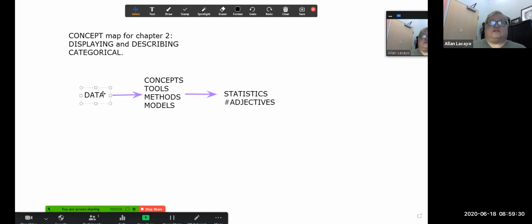Just to recall, data is information plus a why, plus a who and a what, which is what we call structure, plus a where and a when, which is what we call context.